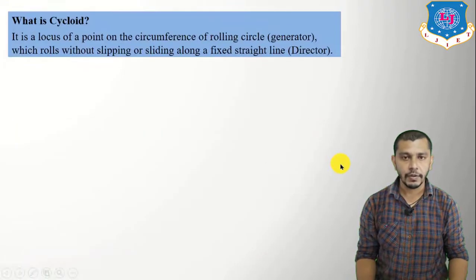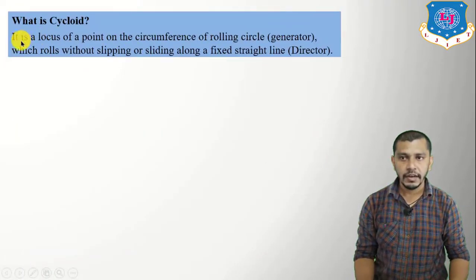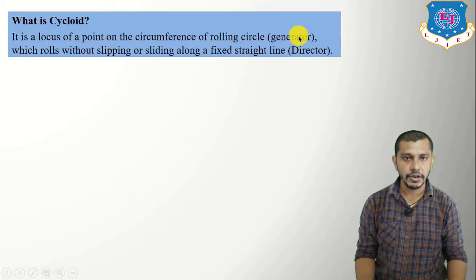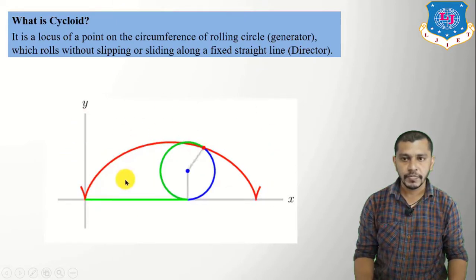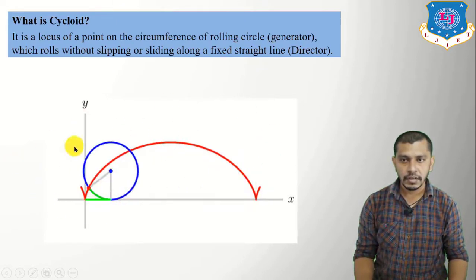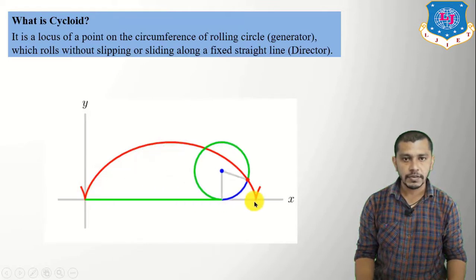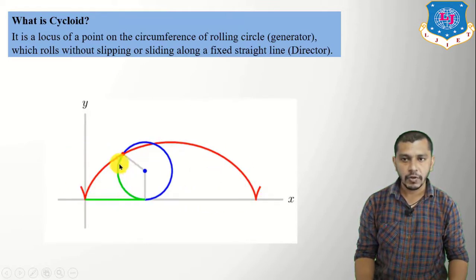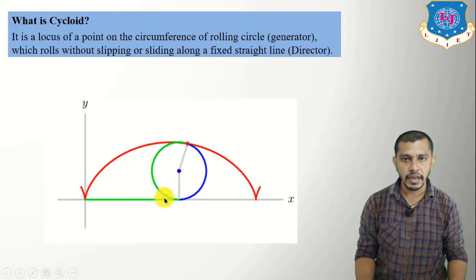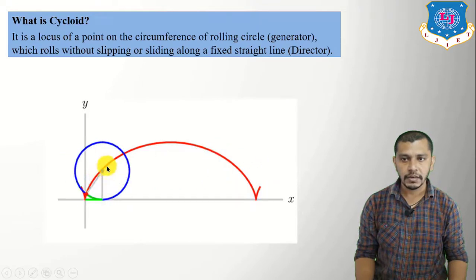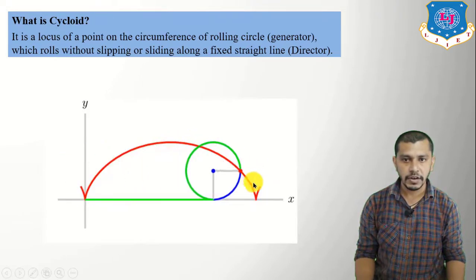So what is cycloid? It is a locus of a point on the circumference of the rolling circle, which is known as the generator, which rolls without slipping or sliding along a fixed straight line, which is known as the director. Let us understand by this animation. If the circle rolls on a straight line path without slipping or sliding, then the curve traced out by a point on the circumference of the rolling circle is a cycloid. Here in this figure you can see how the cycloid is generated.